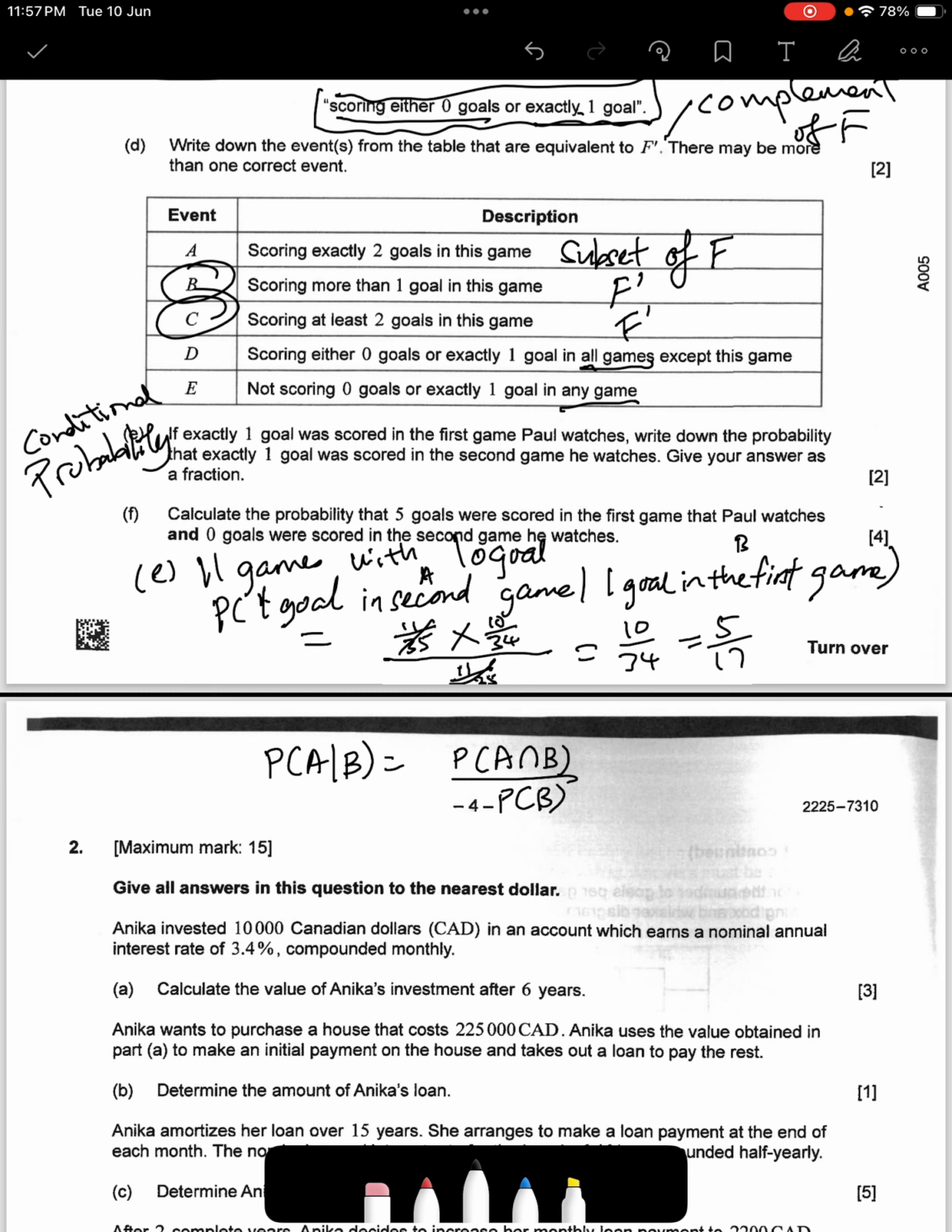So the key word is "if exactly one game was scored." It's like given that one goal was scored in the first game, what is the probability that one goal was scored in the second game? So this is a classic conditional probability question.